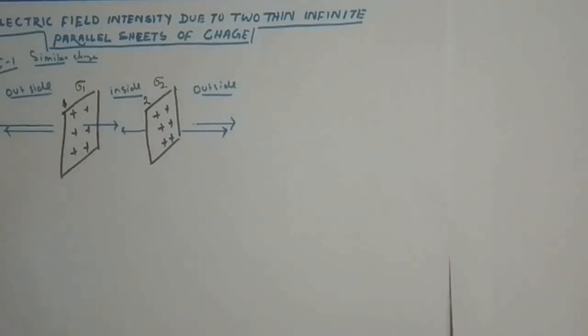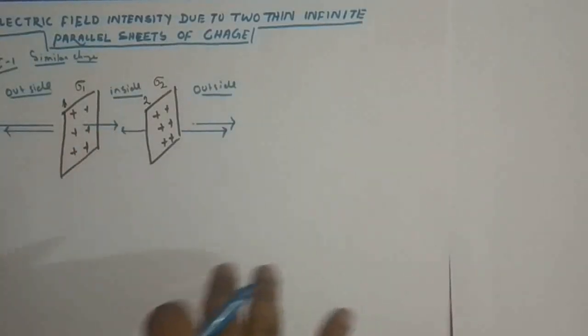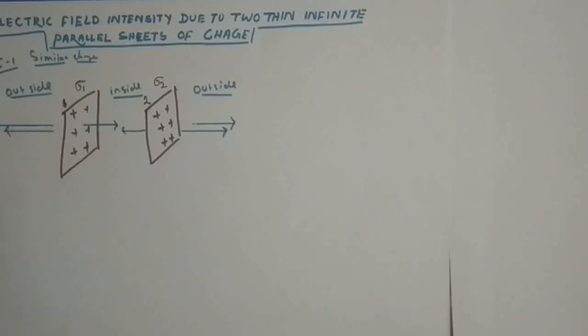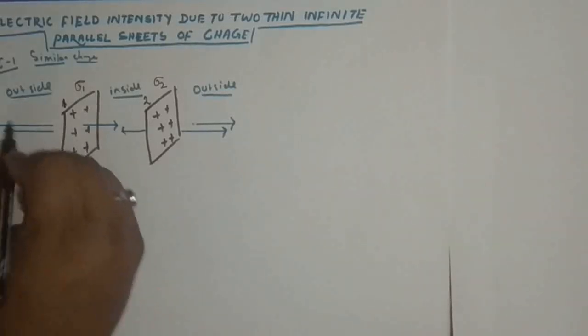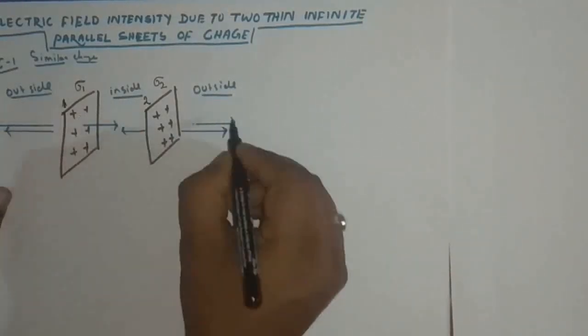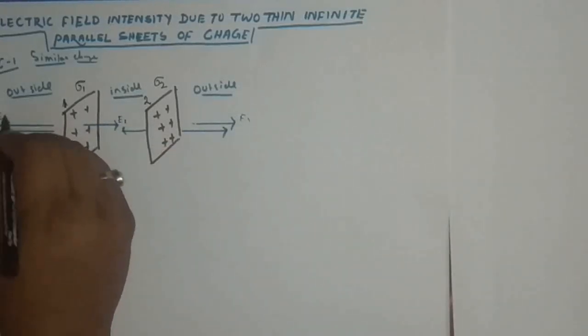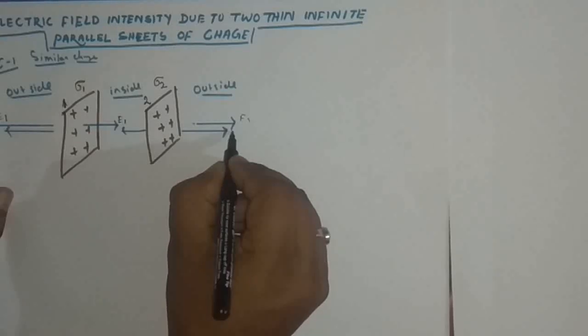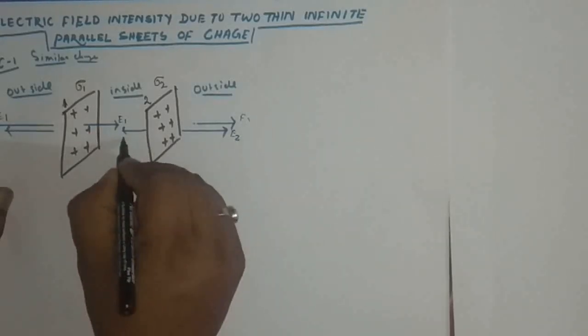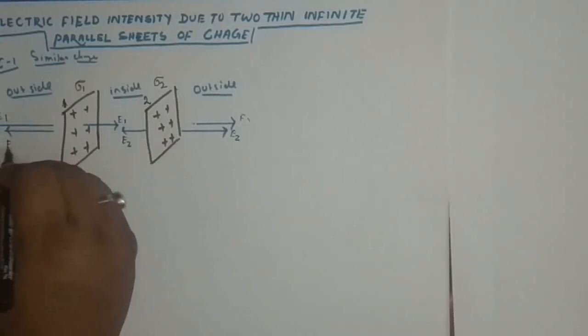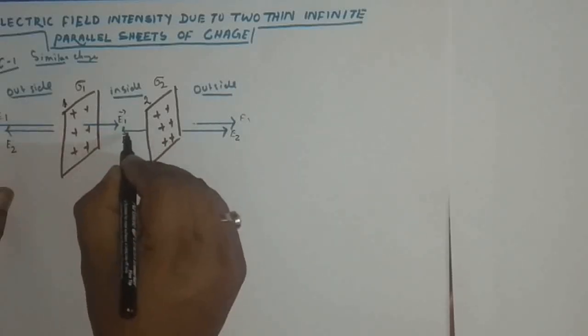Then we will think about what happens for two opposite charges on a different paper. For this case, let us mark it E1, E1, E1, and for the sheet 2 case, let us mark it E2, E2, E2 as vectors.